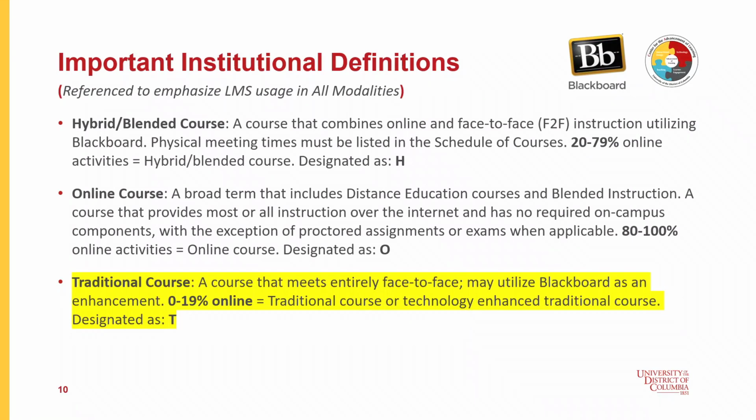Blackboard usage is not only for online courses. These important institutional definitions are referenced to emphasize that Blackboard can be used in all modalities. In hybrid blended courses, Blackboard can be used for 20 to 79% of course delivery. In online courses, Blackboard can be used for 80 to 100% of course delivery with no required on-campus components. And lastly, even traditional courses can use Blackboard for 0 to 19% of course delivery.